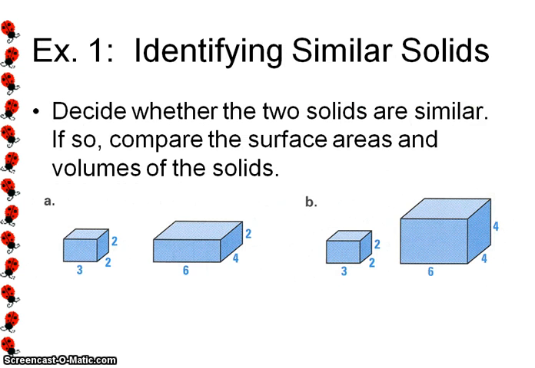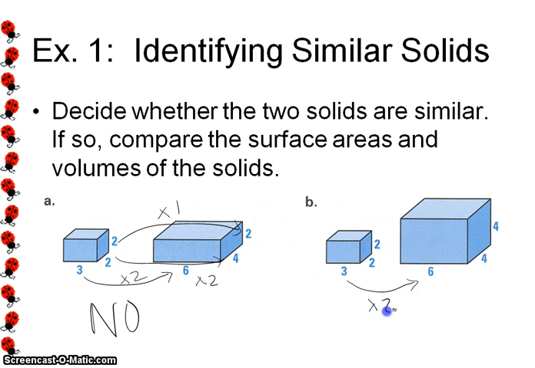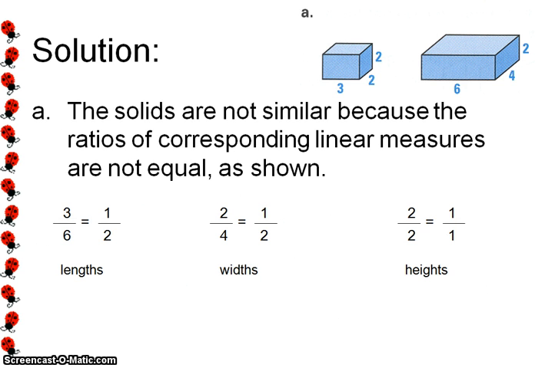So to talk about this in more detail with actual numbers, if you look at these two rectangular prisms, this is a scale factor of 2, and this is a scale factor of 2, but this is only a scale factor of 1. So no, these are not similar. Whereas you look at this one, it's a scale factor of 2, it's a scale factor of 2, and it's a scale factor of 2. So those are similar. Yes, they are similar solids.